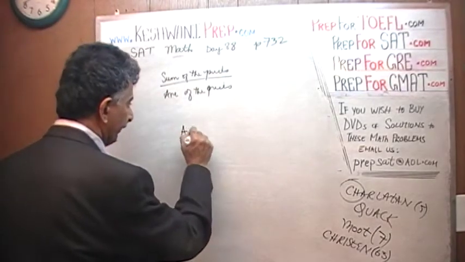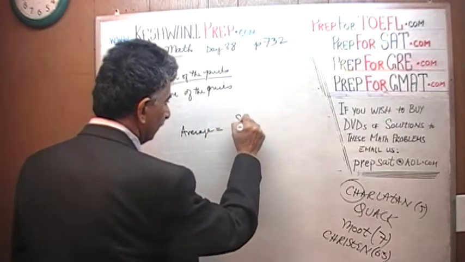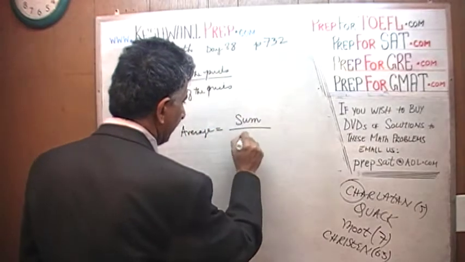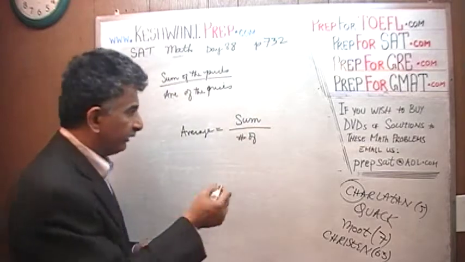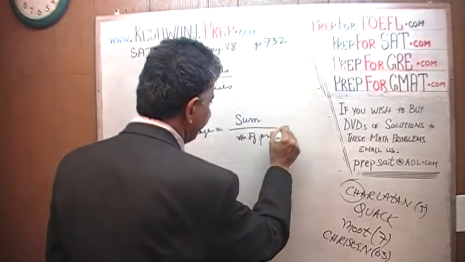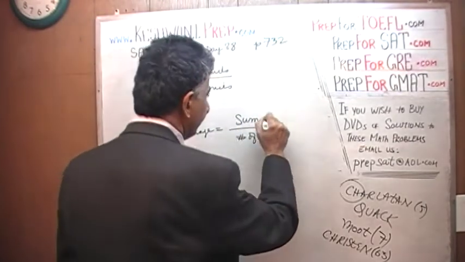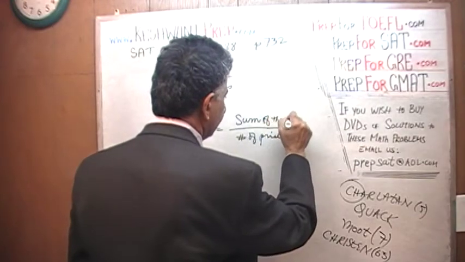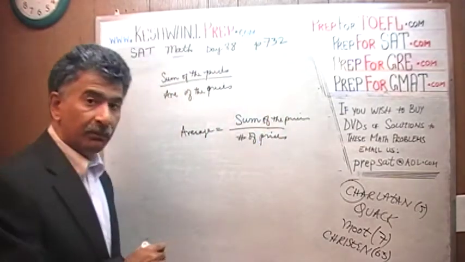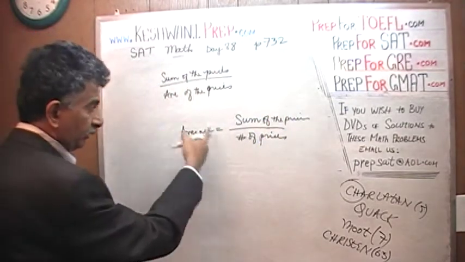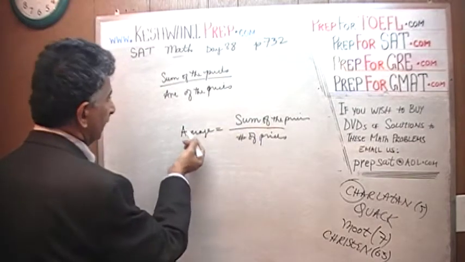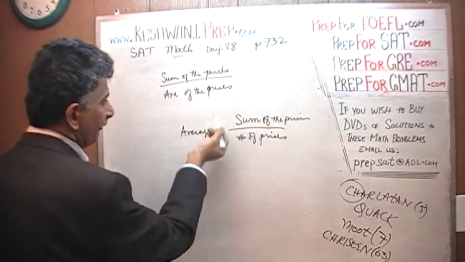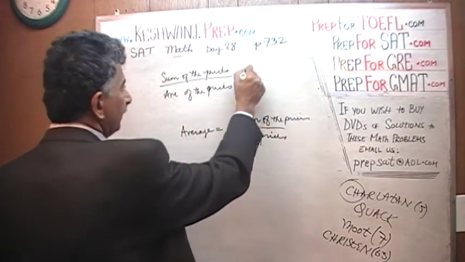Usually, average is equal to the sum divided by the number of items. In this case, the number of prices. So on the top we'll have sum of the prices. On the bottom we'll have number of prices. And therefore, if you cross multiply, you will find that here sum divided by the average of the prices will simply be the number of prices.